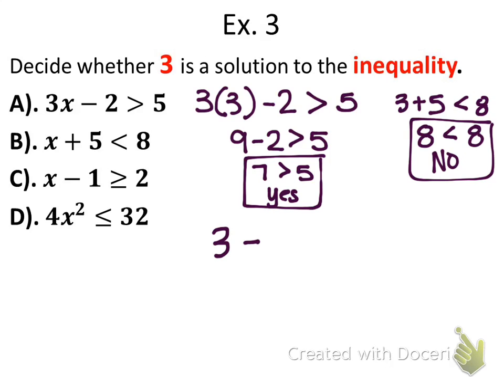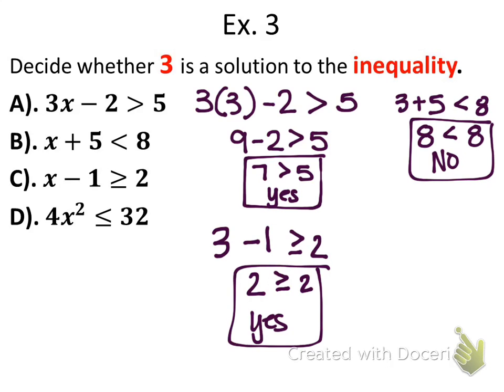3 minus 1 is greater than or equal to 2. What's 3 minus 1? 2. 2 is greater than or equal to 2. Does that one work out now? Yes. The total difference, what makes the difference, is that little or equal to sign. So this one is a yes.